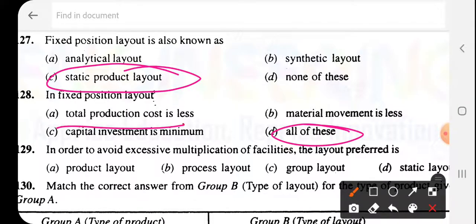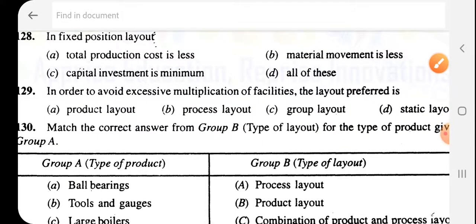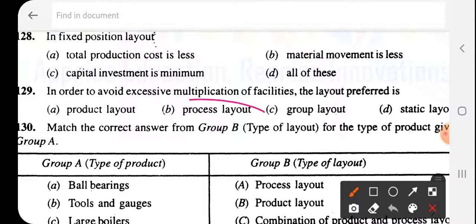So total production cost is less, material movement is less, capital investment is minimum, because there only we will do the work. Everyone will come, so no transportation, less material movement will be there. In order to avoid the excessive multiplication of facilities, the layout preferred is process layout.